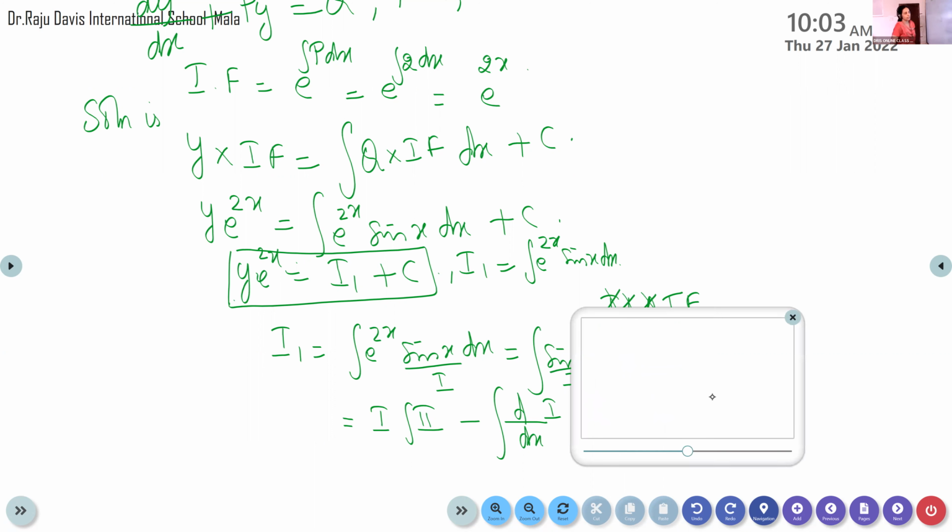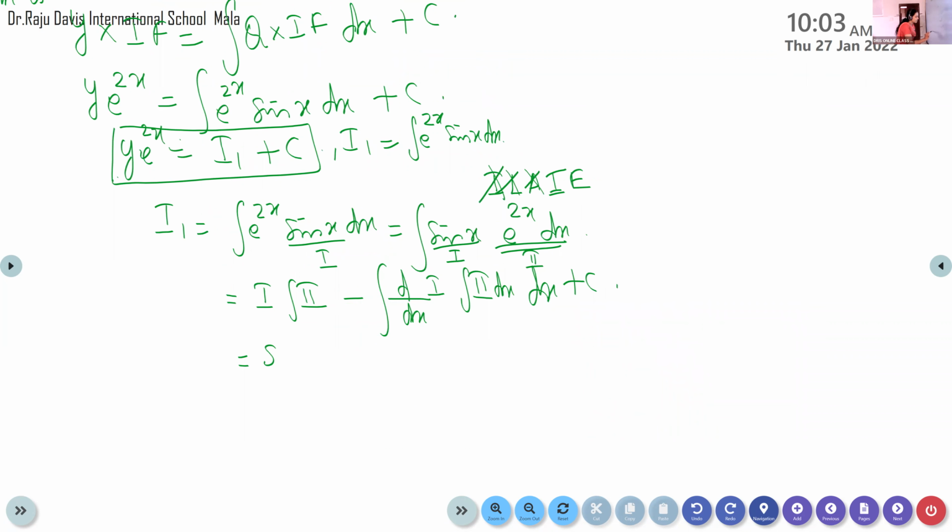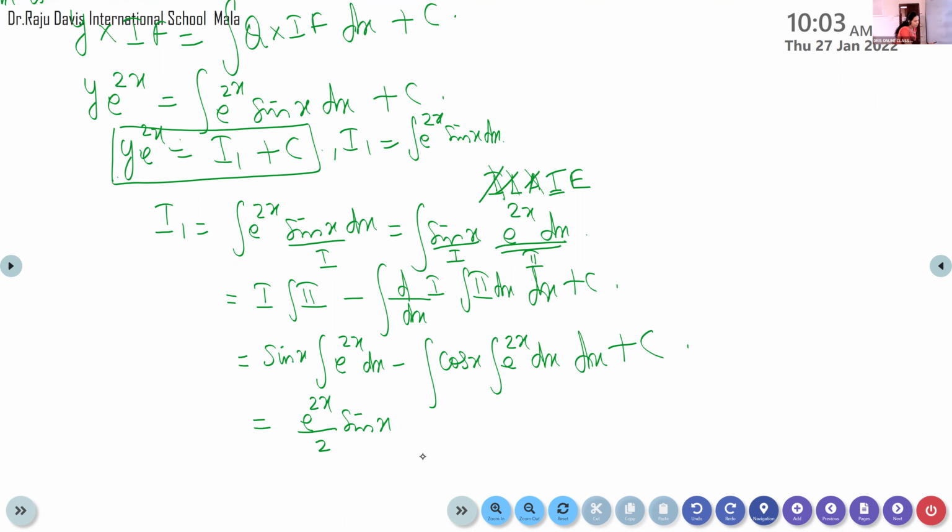So when we apply integration by parts, the first function sin x into integral of e raised to 2x into dx, minus integral of the derivative of the first function. What is the derivative of sin x? The derivative of sin x is cos x, into integral of e raised to 2x into dx, plus c. So that is e raised to 2x by 2 into sin x, minus integral of cos x into e raised to 2x by 2 into dx, plus c.